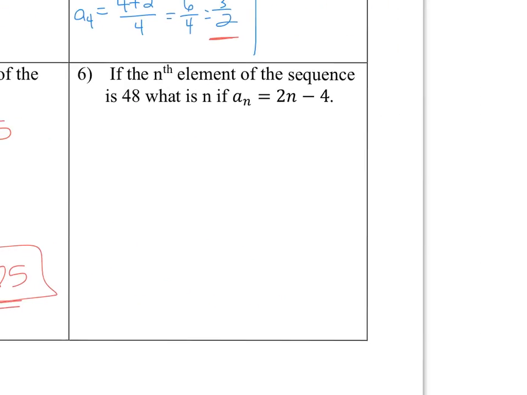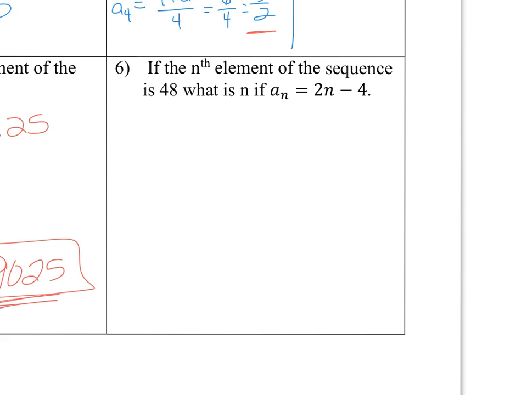Cool. Okay, also a possibility, we want to know what term we're on if the element of the sequence is 48. So we don't know what n is, but we know the value, so we know that a sub n is 48, but I don't know what n is. Hopefully you can see what you can do. It's pretty straightforward. We just plug it in right there. So we know that that's 48, and it's 2n minus 4.